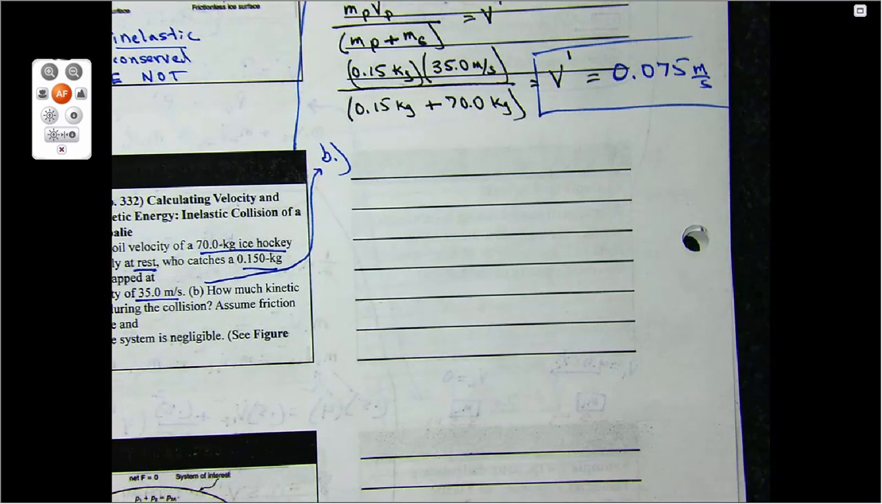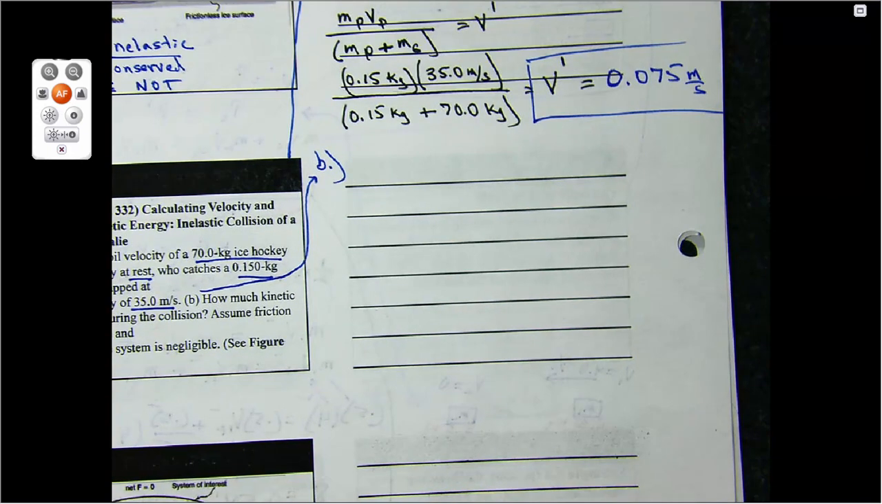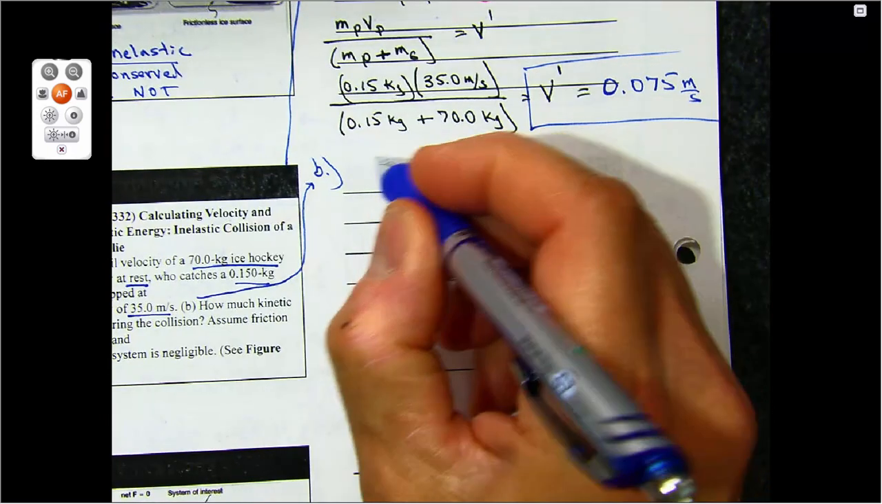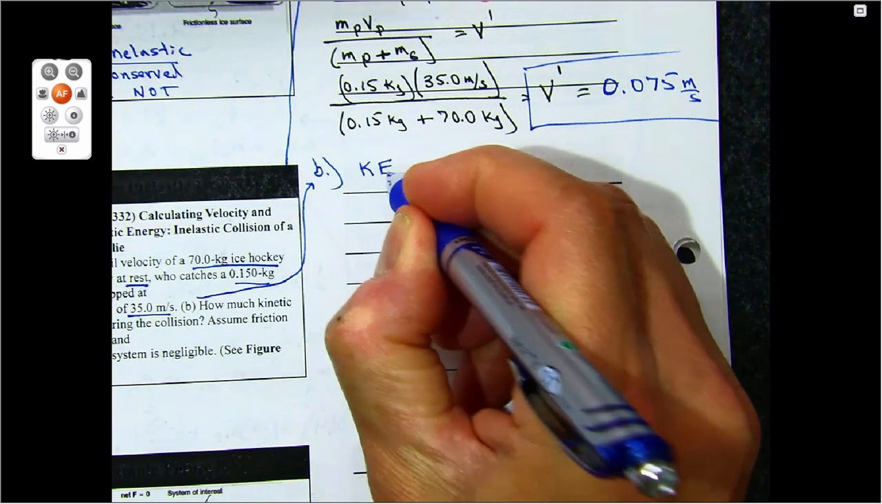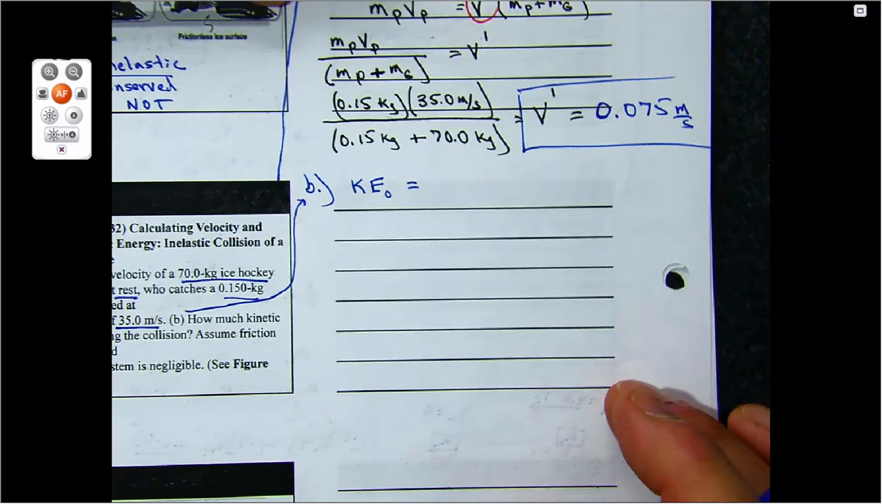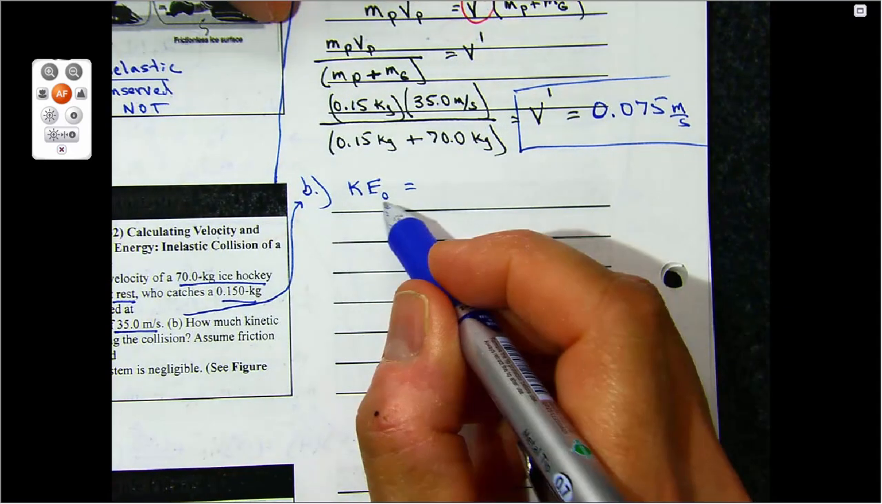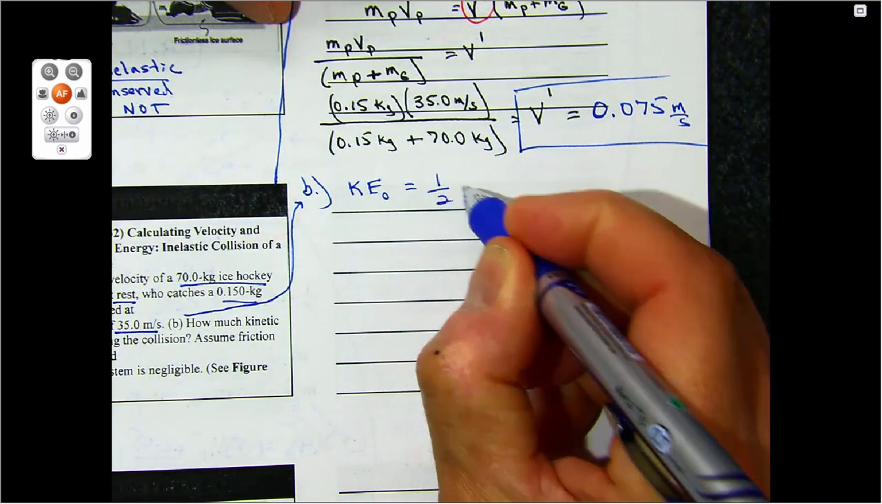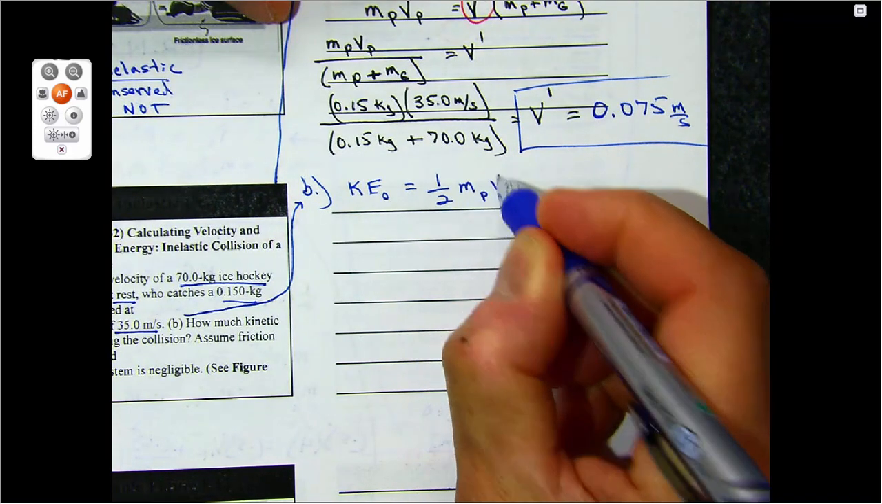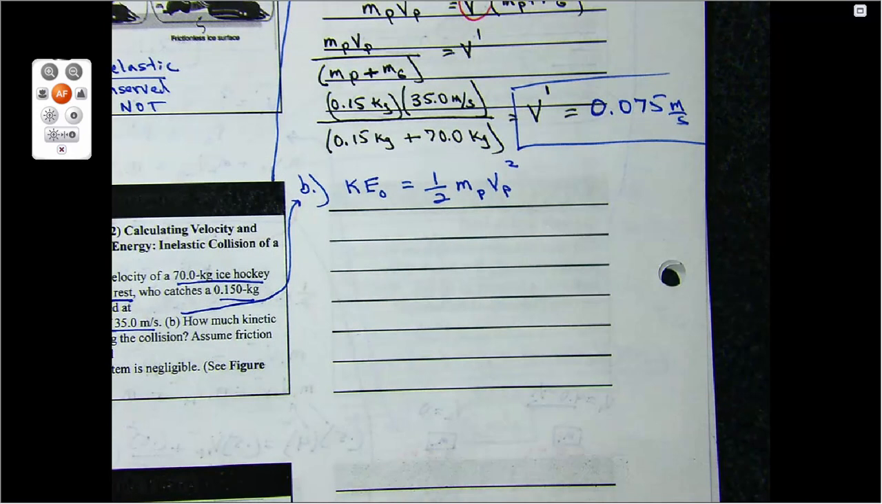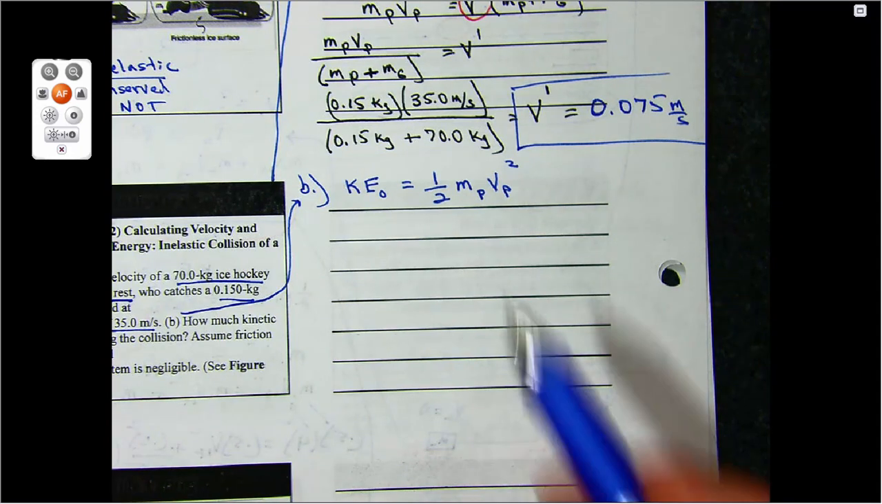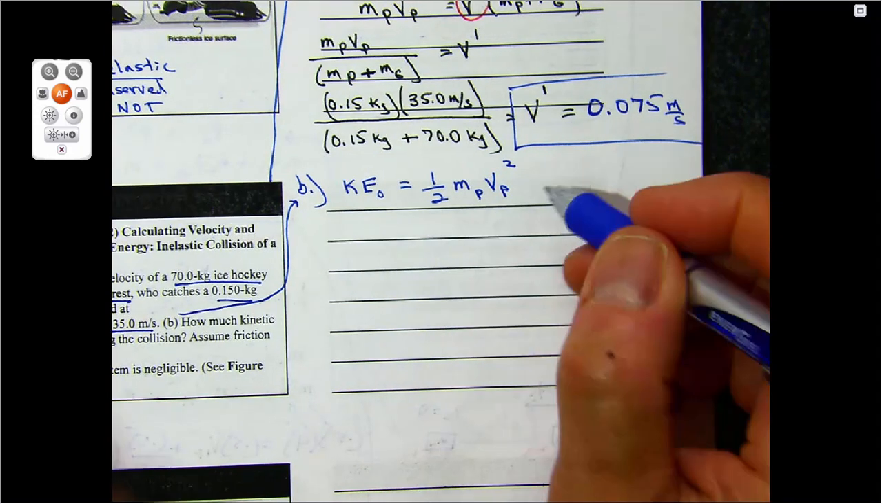Assume friction between the ice and the puck goalies is negligible. We're really talking about the friction, the heat generated when the puck hits the glove. We lose energy here. So, what is kinetic energy initial? The kinetic energy initial is just 1/2 mass of the puck, velocity of the puck squared, right? The goalie's not moving, right? Kinetic energy of the goalie is 0.